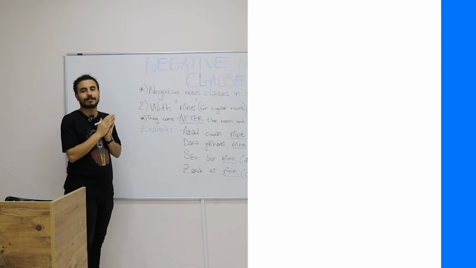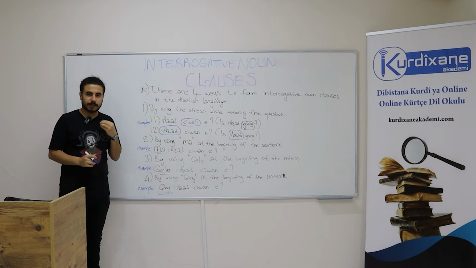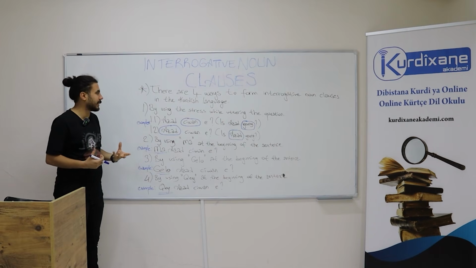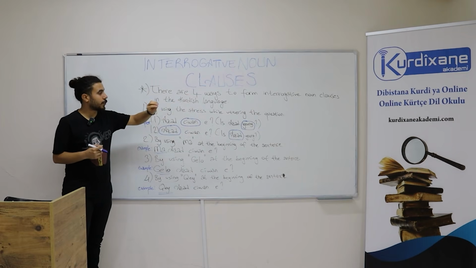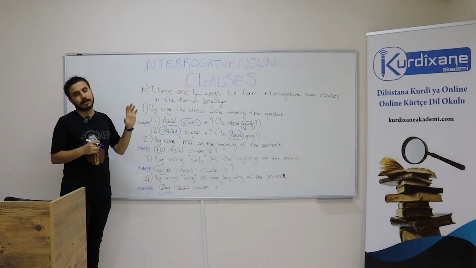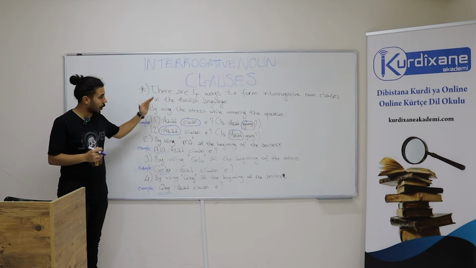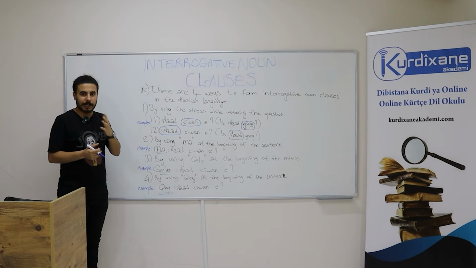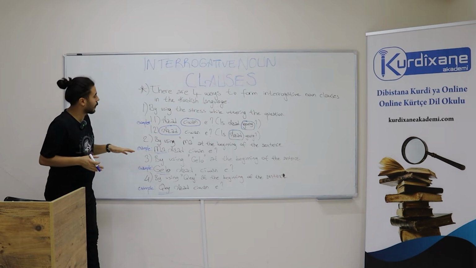So let's move on. Now, friends, let's finally learn how to form interrogative noun clauses, how to ask questions for noun clauses in the Kurdish language. You've got 4 ways to form interrogative noun clauses in the Kurdish language. It's up to you which one you use. All of them will be understood. All of them are used by native speakers. So again, as I said, it's up to you which one you prefer.